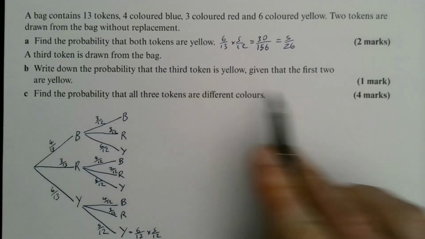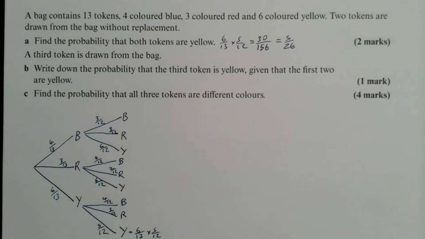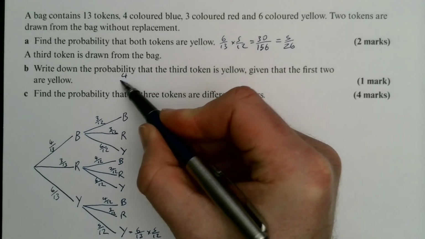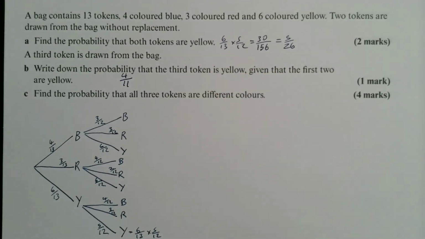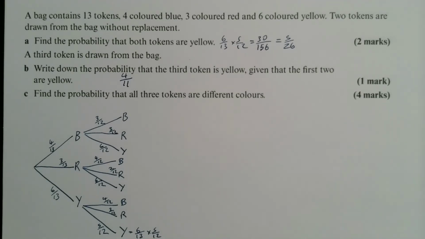Now the first part, it's only 1 mark, and that's because they're asking what's the probability the third token is yellow given that the first 2 are yellow. So if the first 2 are already yellow, it's just asking what have we got left now, and you've got 4 yellow ones left out of 11 tokens altogether. Now the last part you'll notice has got more marks than the other two put together, and that's because we want the probability all three tokens are different colours.